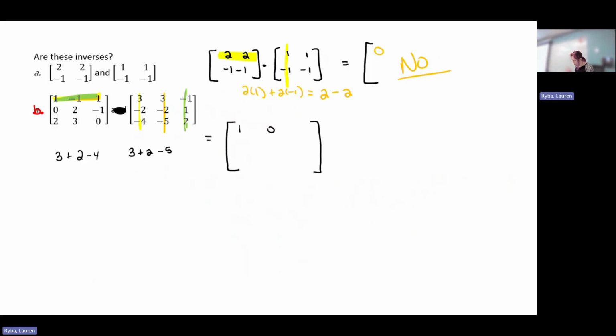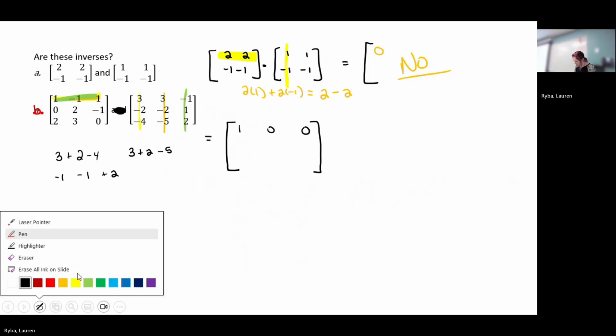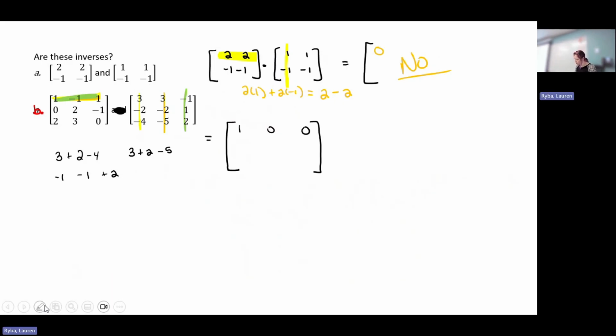And then first row, third column. 1 times -1, -1. -1 times 1 is -1. And 1 times 2 is 2. So -1 plus -1 plus 2 gives me 0. All right, first row done. All right, so next up, we're going to work second row with all 3 columns.